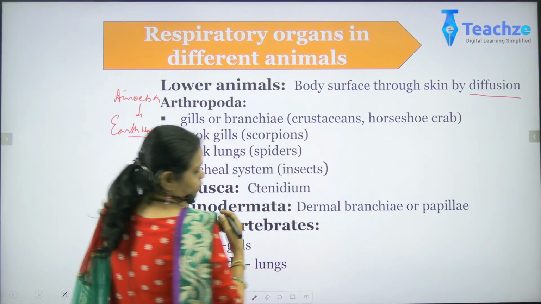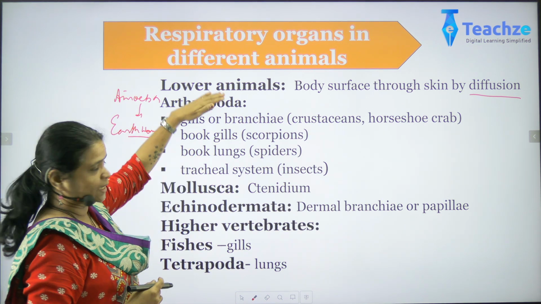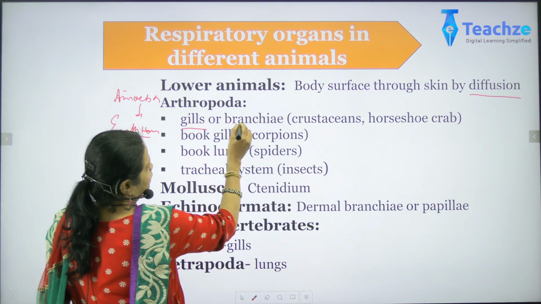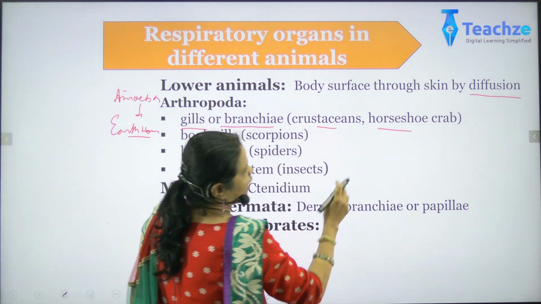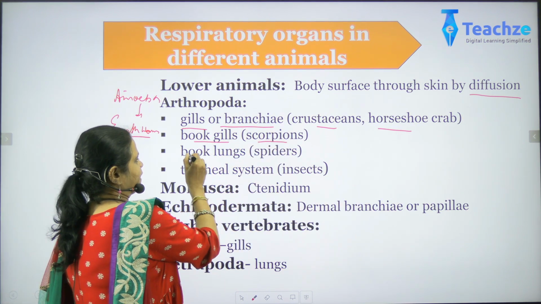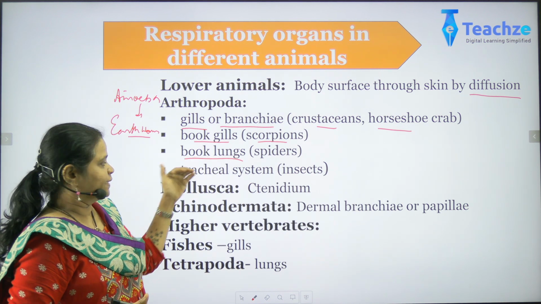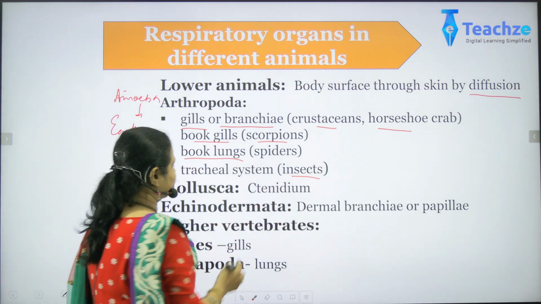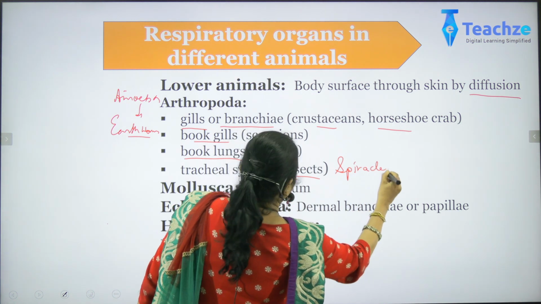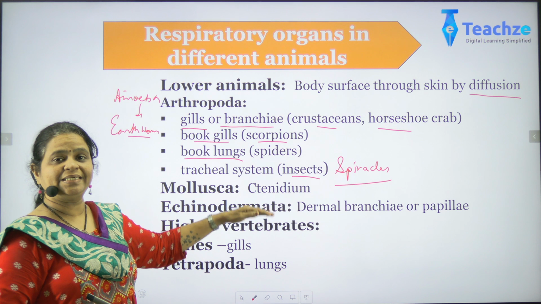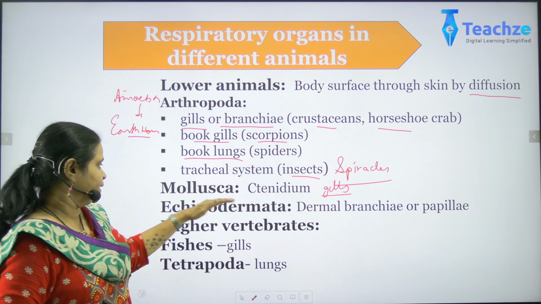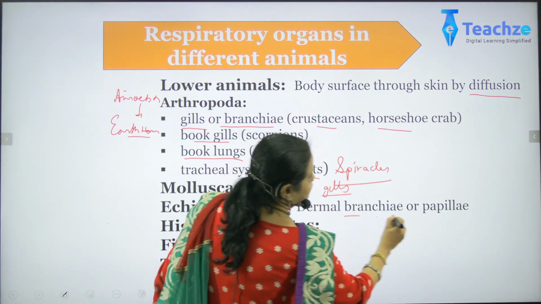Now, coming to arthropods, arthropods are a little more developed than the other organisms, so you find various types of organs for breathing. Gills or branchiae you see in the case of crustaceans and horseshoe crab. Book gills are the respiratory organs when it comes to scorpions. Then book lungs when it comes to spiders. Then the tracheal system is seen in insects, and the tracheal system opens to the outside by means of spiracles. Mollusca have a ctenidium, otherwise called gills. Similar to gills, ctenidium in mollusca, and in echinodermata you have the dermal branchiae or papillae.